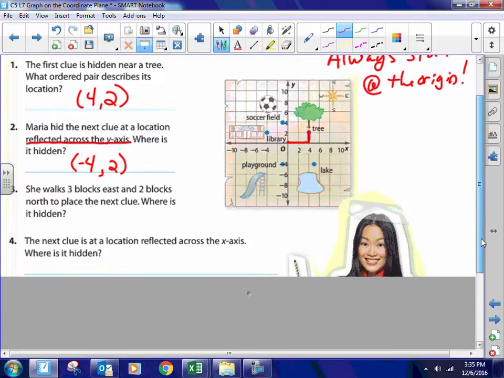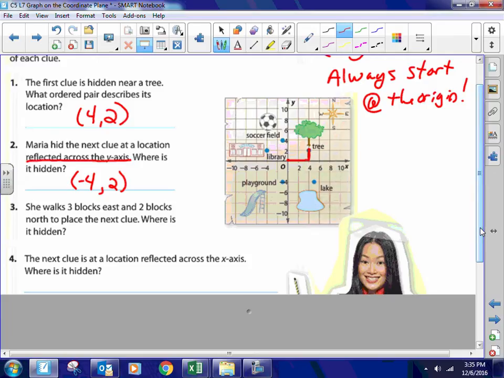Now this one's a little tricky. I don't like the way they do this one. Let's go ahead and plot that point, -4, 2. So I'm going to use green here. So I'm going to go -4 and 2. So we're there. She walks 3 blocks east and 2 blocks north to place the next clue.